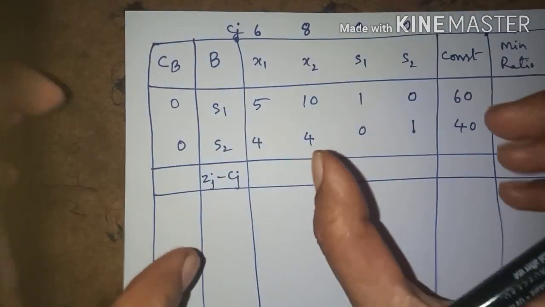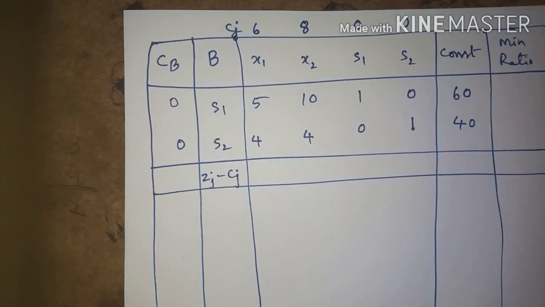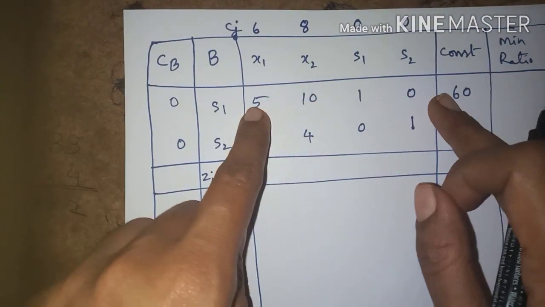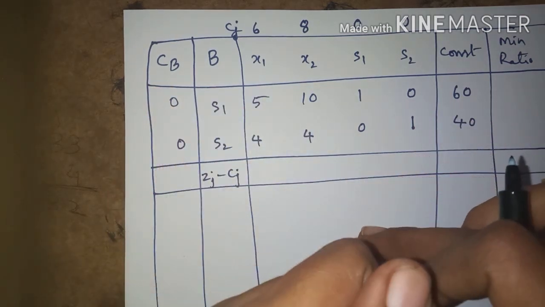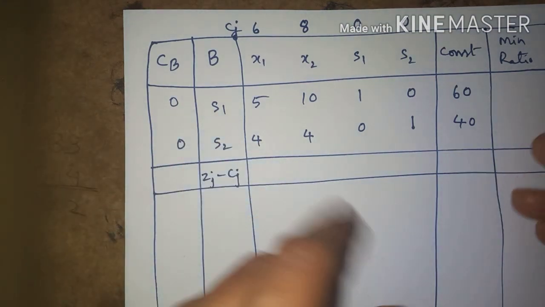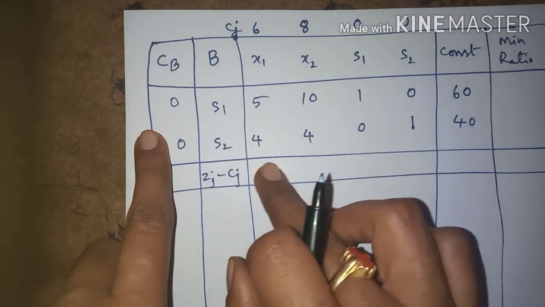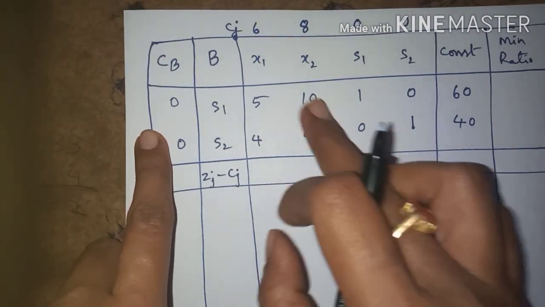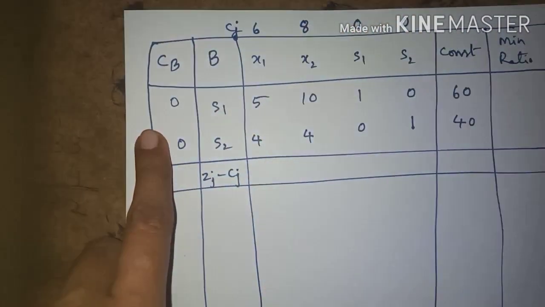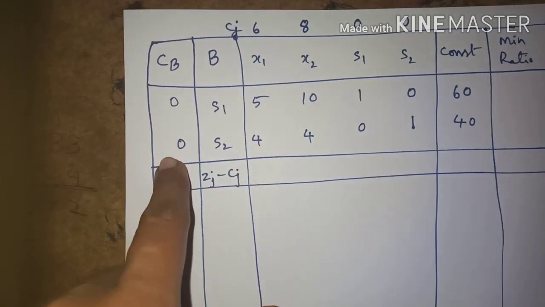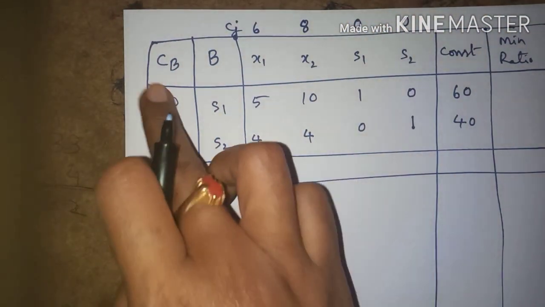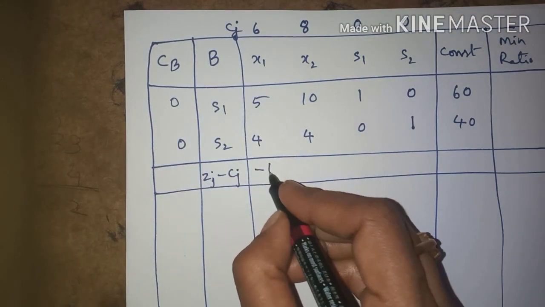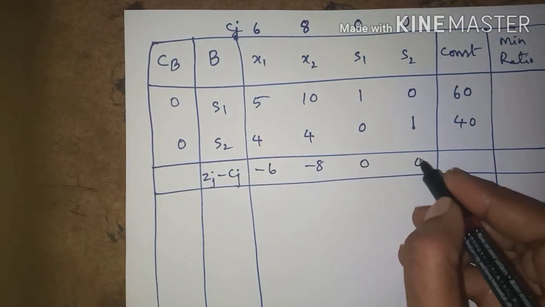Now this is the formula for how to calculate Zj minus Cj. But here, this is called the initial simplex table. In the initial simplex table, the CB values are 0 0, and 0 into anything is 0. That's why, while calculating the index row elements, whatever the Cj values are, we will get exactly the opposite values, because of the zeros here. That's why here we get minus 6, minus 8, and 0 0.